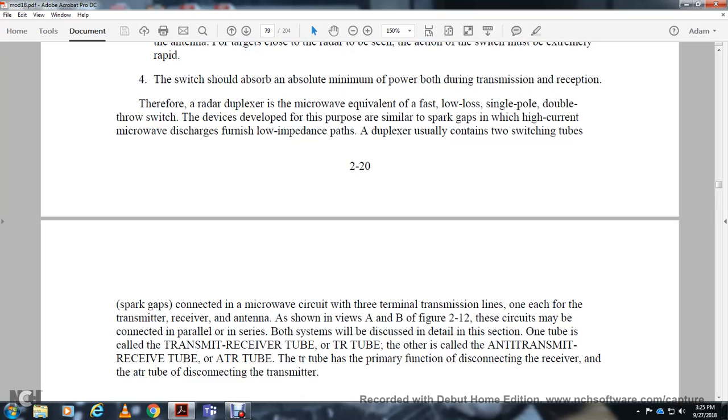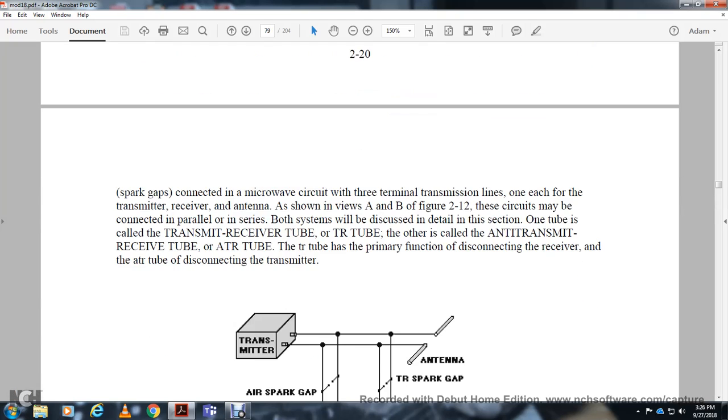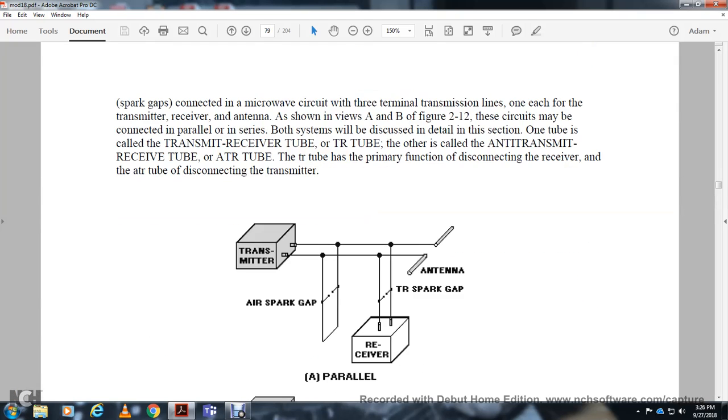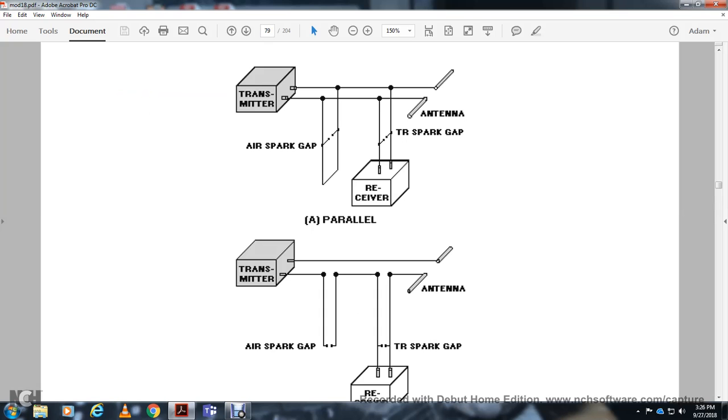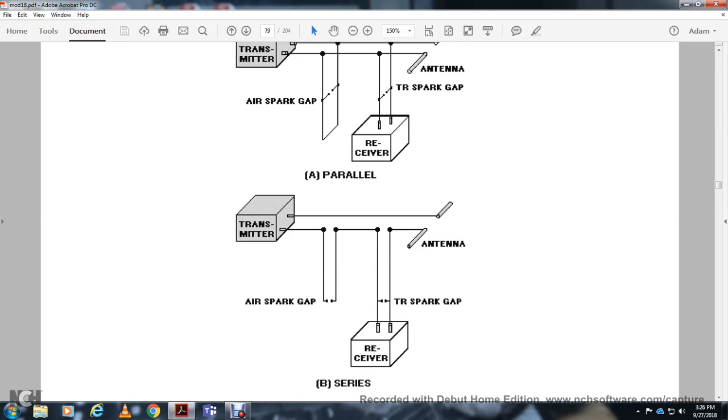We'll discuss in detail the circuit with the transmitter receiver tube, called the TR tube, and the other, called the anti-transmitter receiver tube, the ATR tube. The TR tube has the primary function of disconnecting the receiver, and the ATR tube of disconnecting the transmitter. So the transmitter, ATR spark gap, in parallel with the receiver and the antenna, and the TR tube spark gap.